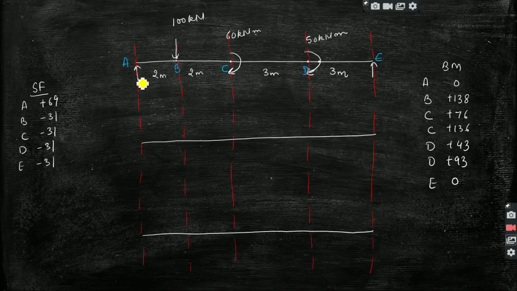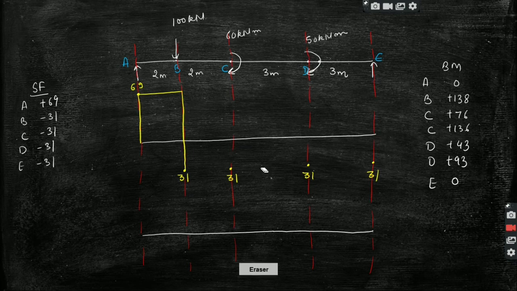Putting the shear force and bending moment values on the diagram. First, the shear force diagram. I have written here all the values which we have calculated. At point A, we get a shear force of positive 69. At point B onward we get the value minus 31. At C also the same, D and E, the same value on all the points. This is how we join them. As there is no UDL here, only point loads, we use straight lines for joining these values. So this is the shear force diagram, right? As you can see, there is no effect of these moments.